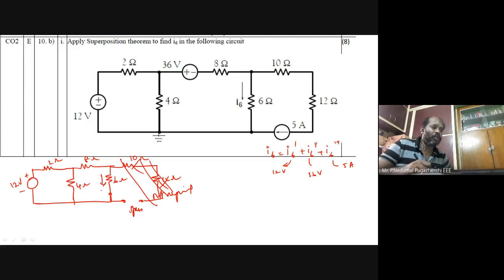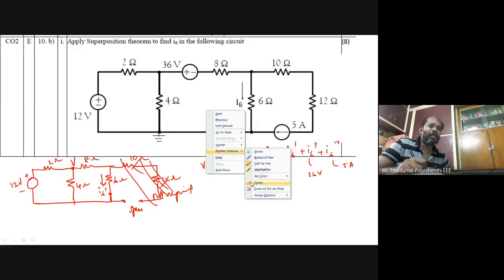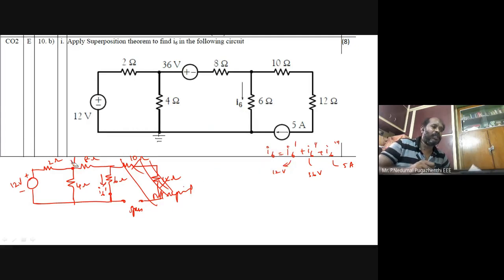I am interested in knowing what is this I6 dash. This is the current passing through the 6 ohm resistor. I can use any method to get it. Even I can go for a KCL, or I will go for normal loop analysis. That's simple actually. You can go for that also.